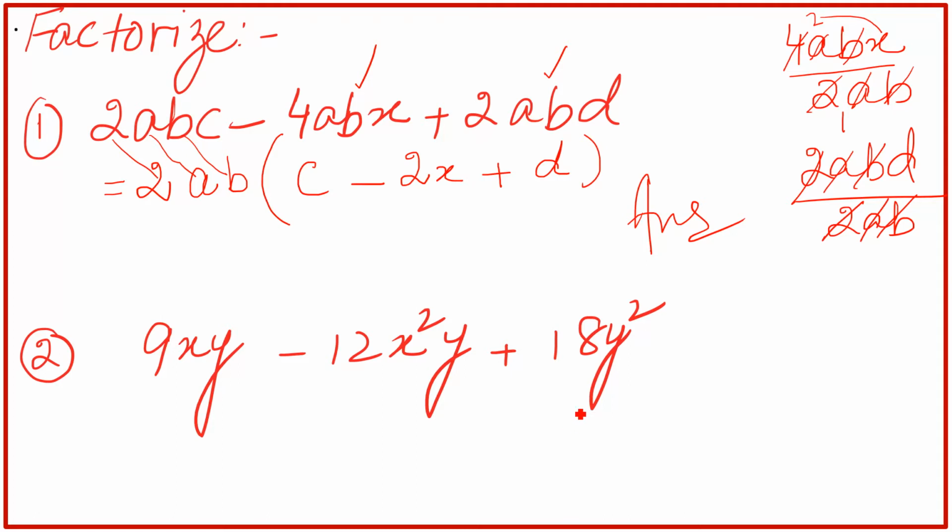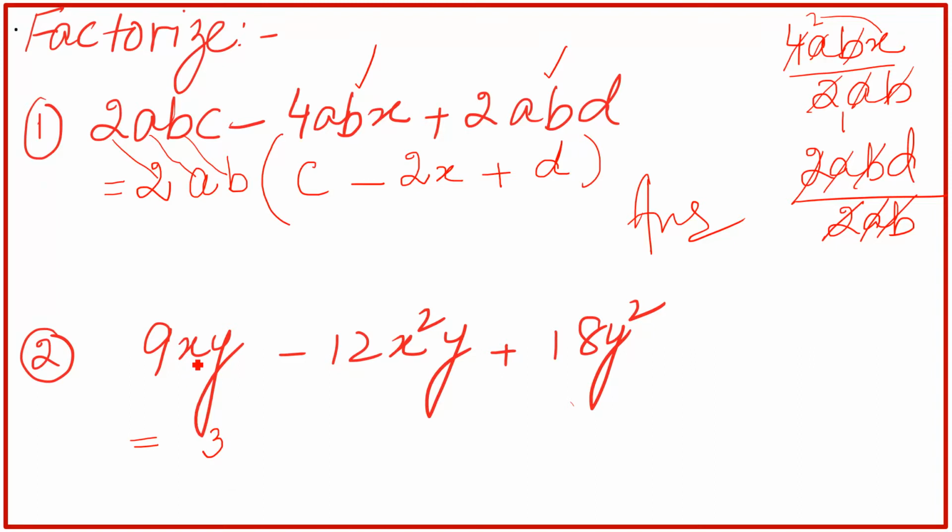First step is you have to see whether you can take anything common or not. Okay, move on to the second question. 9xy minus 12x square y plus 18y square. What is the first step? You have to see whether or not you can take anything common. Yes, you can take 3, because 3 times 3 is 9, 3 times 4 is 12, 3 times 6 is 18. So we will take 3 as a common.